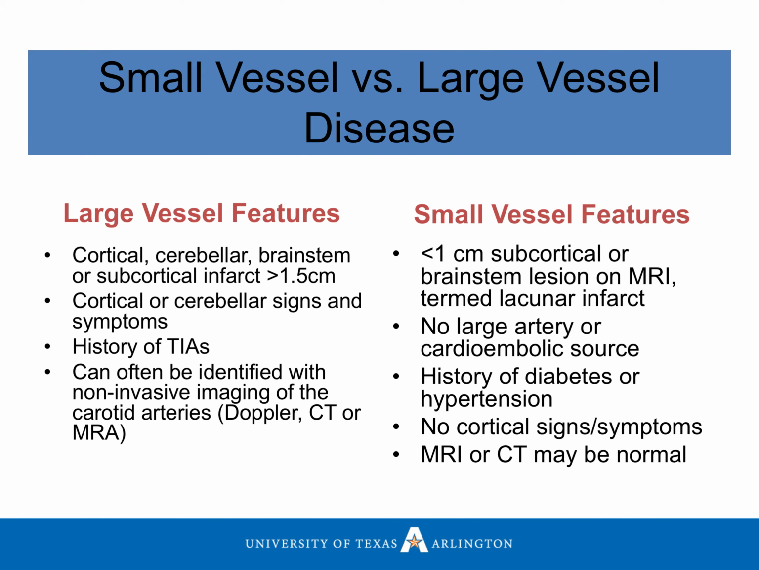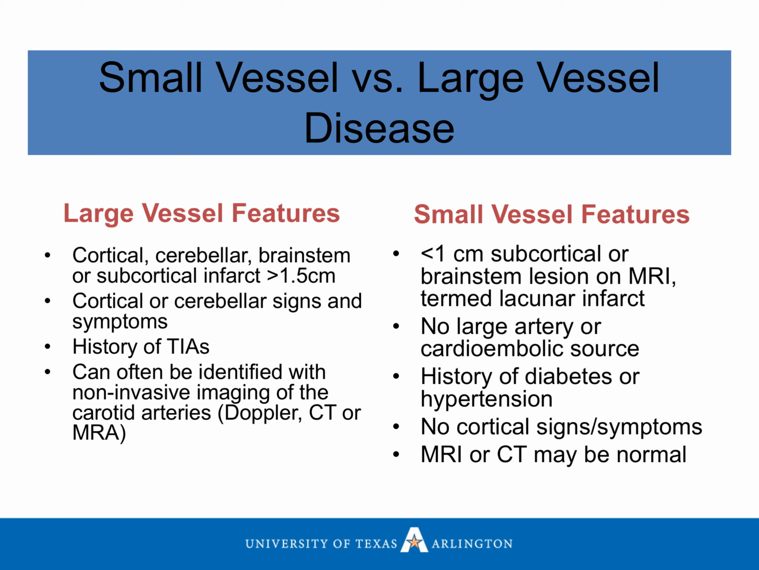So let's compare the two, the small vessel versus large vessel disease. Large vessel features, again, because it's a larger clot, you're going to have more widespread symptoms, and it can be cortical or cerebellar or brainstem. There's usually going to be cortical or cerebellar signs and symptoms when these people present. Oftentimes they'll have had a history of a TIA in the past, and these can often be identified with non-invasive imaging of the carotid arteries. You'll see that there's usually some stenosis in the carotid arteries, or the MRA may show some stenosis there.